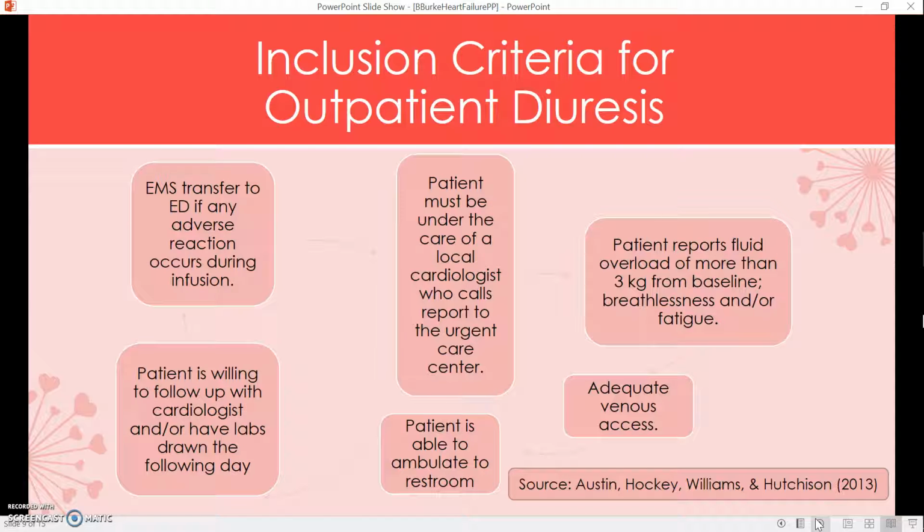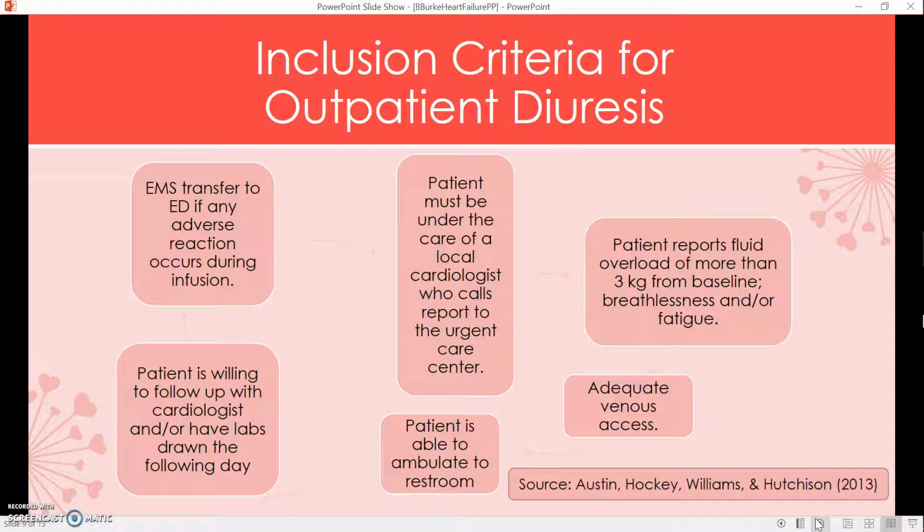The criteria that a patient must meet to be eligible for outpatient diuresis are: the patient must be under the care of a local cardiologist who calls report to the urgent care center. Patient reports fluid overload of more than 3 kilograms from baseline, breathlessness, and/or fatigue. The patient must have adequate venous access. Patient must be able to ambulate to the restroom. Patient must be willing to follow up with the cardiologist and/or have labs drawn the following day.